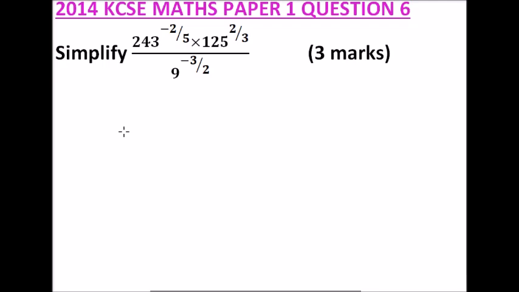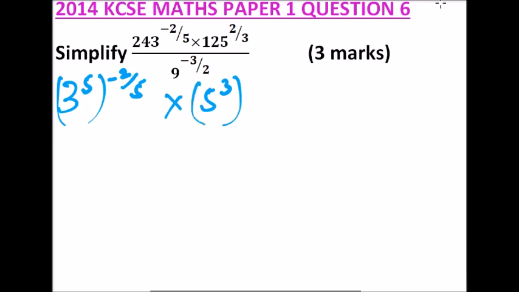2014 paper 1 question 6, we are told to simplify. So for us to be able to solve this question, we need to write 243 to the power of minus 3 over 5, 125 to the power of 2 over 3, and 9 to the power of minus 3 over 2. So 243 is the same as 3 to the power 5. So you can close the bracket. This is minus 2 over 5, not 3 over 5. You multiply by 125, which is the same as 5 cubed, which you can put inside the bracket. We have 2 over 3. All this is divided by 3 squared in bracket to the power minus 3 over 2.